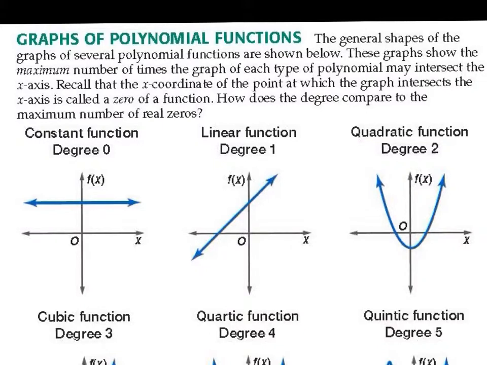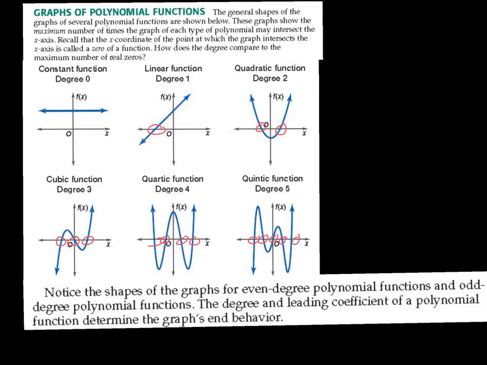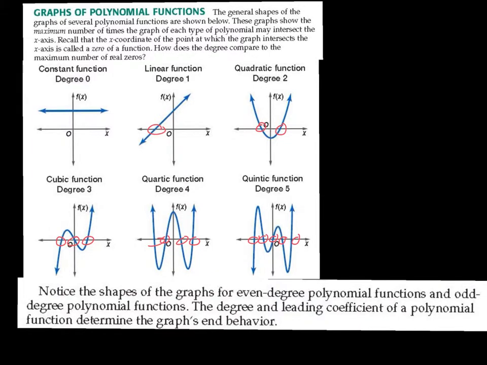Well, degree 0, I have no zeros. Degree 1, 1. Degree 2, a maximum of 2. Degree 3, I get a maximum of 3. Degree 4, a maximum of 4. Degree 5, a maximum of 5. Notice the shapes of the graphs for even degree and odd degree polynomial functions.